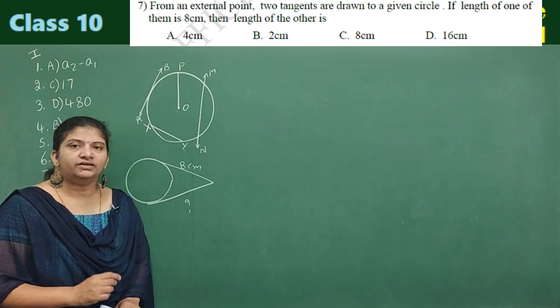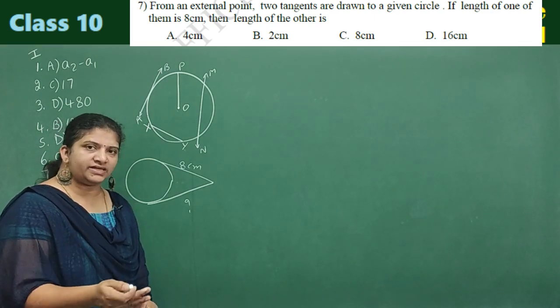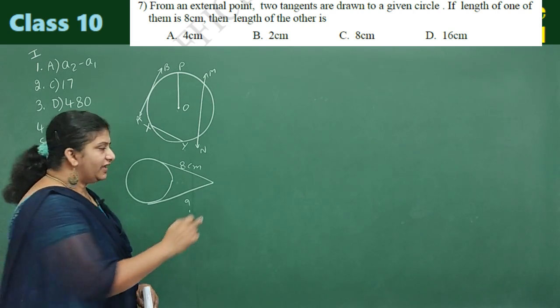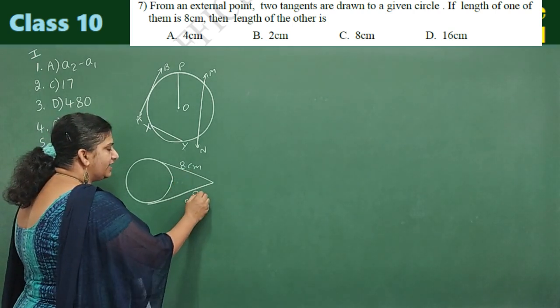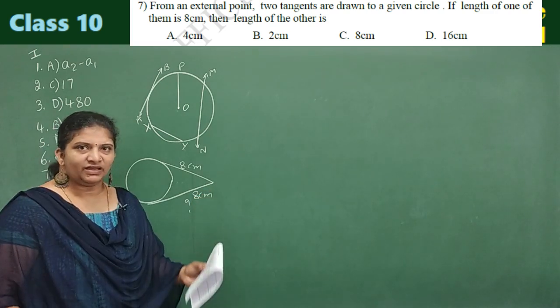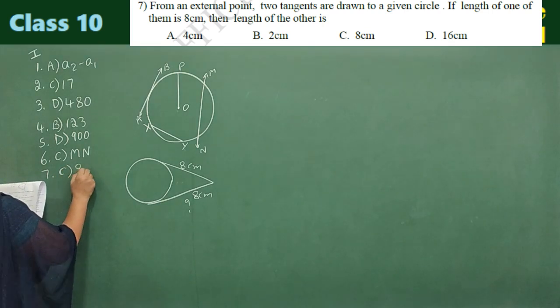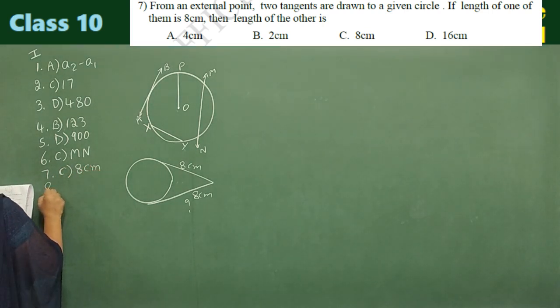We know that tangents drawn from an external point to a circle are equal. If this is 8 centimeter, then this will be 8 centimeter. Check for the answer. Option C, 8 centimeter.